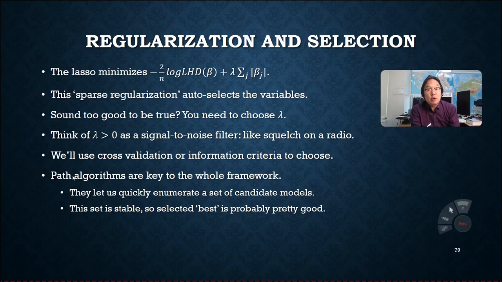We will use cross-validation or information criteria to choose, and path algorithms are key to the whole framework. They let us quickly enumerate a set of candidate models. This set is stable, so the selected best is probably pretty good.